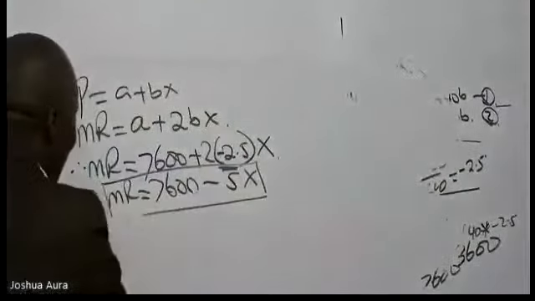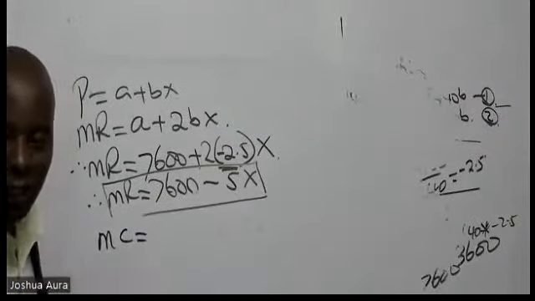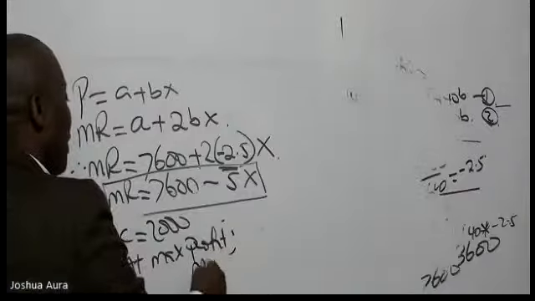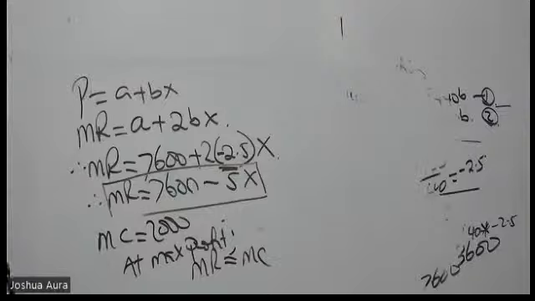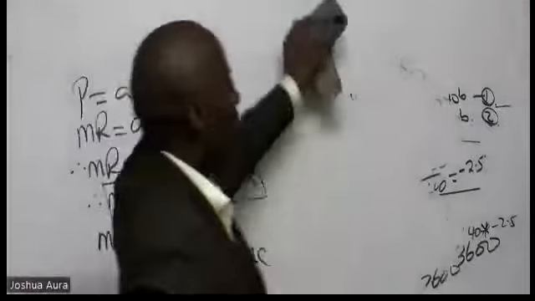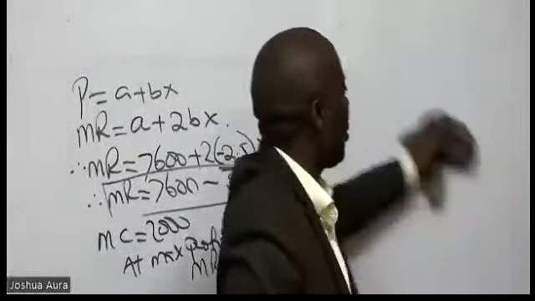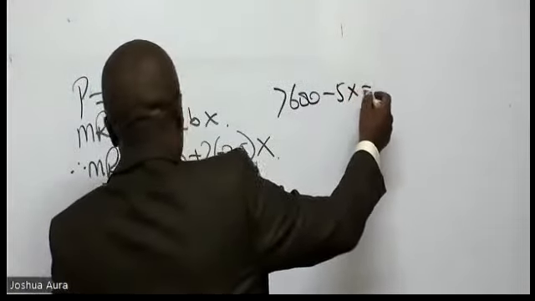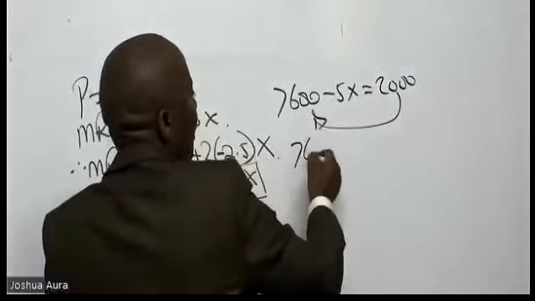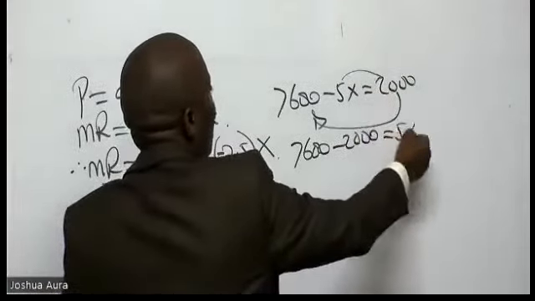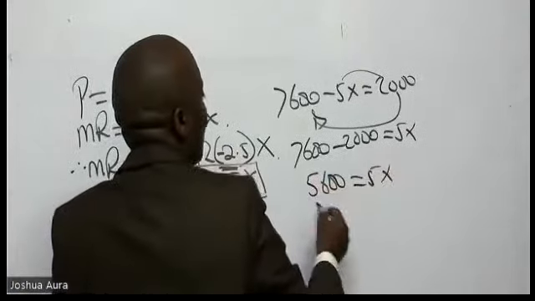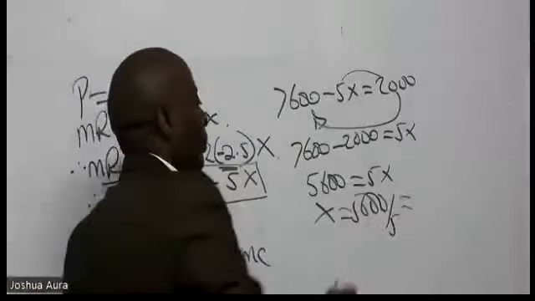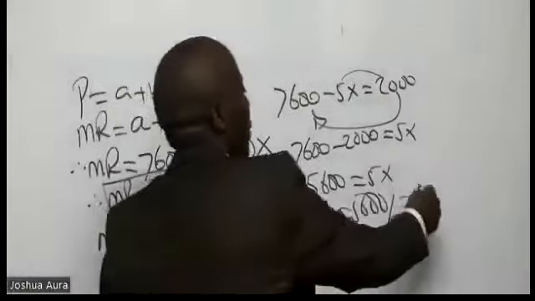Now, once I get this, remember that you had given me the marginal cost for the double room, which is 2,000. And you told me that at maximum profit, marginal revenue should be equal to marginal cost. Marginal revenue now is 7,600 minus 5X, which should be equal to the marginal cost of 2,000. So bring this here: 7,600 minus 2,000 equals 5X. So 5,600 equals 5X. X will be 5,600 over 5, which gives us what figure, somebody here? X is 1,120.